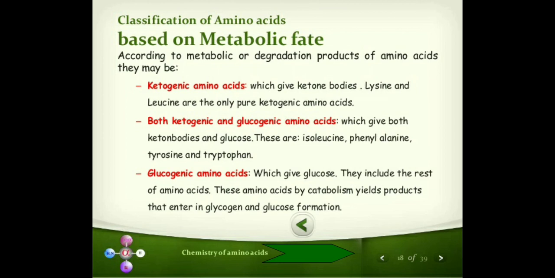And some amino acids on their degradation yield only glucose. That's why they are called glucogenic amino acids. The rest of the 14 amino acids are purely glucogenic amino acids.